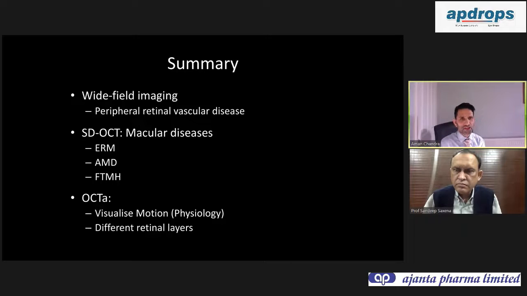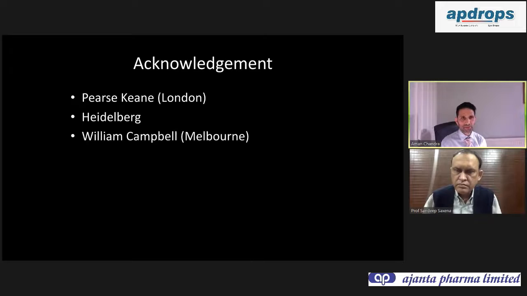Peripheral vascular diseases in wide-field imaging, epiretinal membranes, macular degeneration, full-thickness holes, and their use in spectral domain OCT. And OCT angiography looks at the movement of blood vessels, so it visualizes motion and therefore gives us a picture of physiology, and is really good for looking at the different layers of the retina.